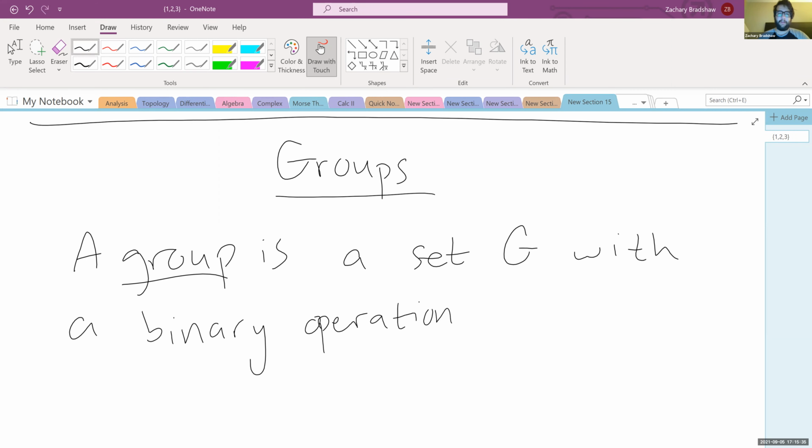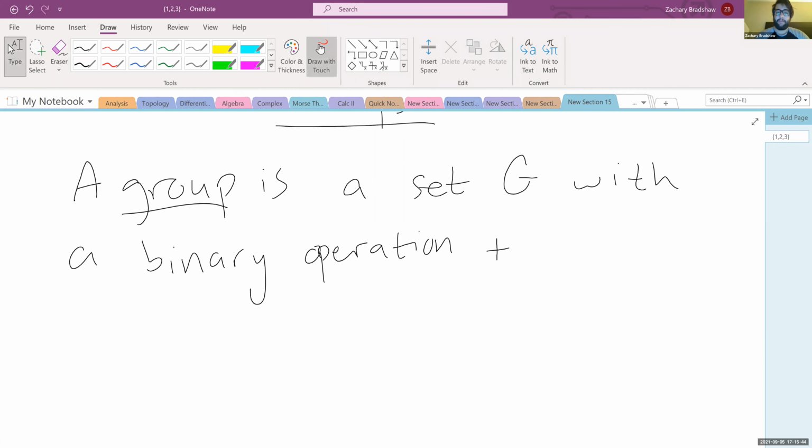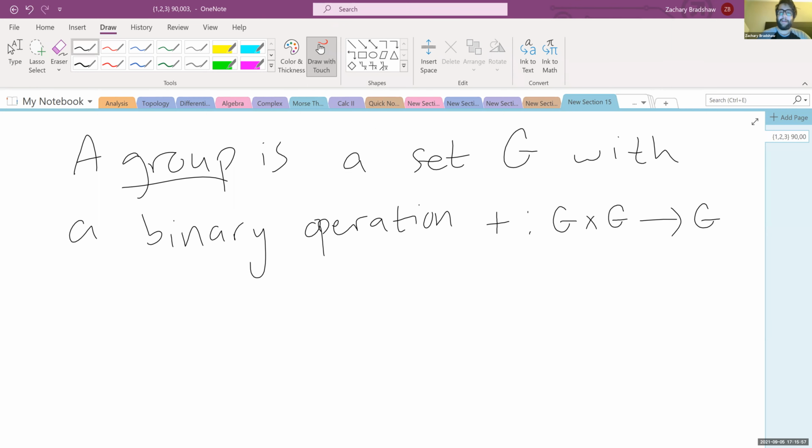So I'll call it, let's just use addition. So let me just assume it's addition for a minute. So this plus takes two elements of G and spits out another element of G. Okay. So I'll give an example in a minute, but this is what it means to be a binary operation. It means you take two elements and you spit out one. And it needs to satisfy three properties. One, it needs to be associative.